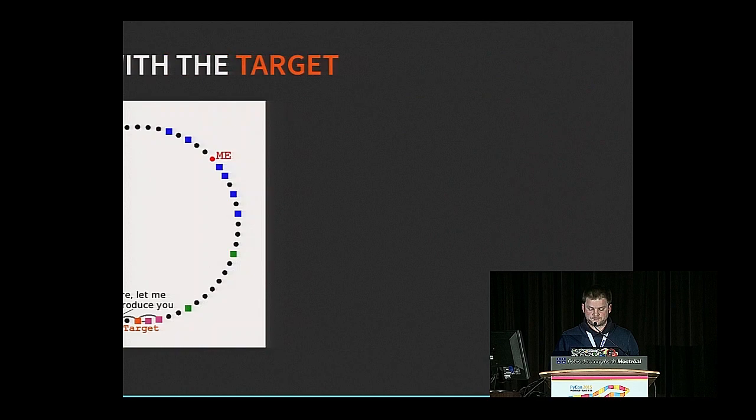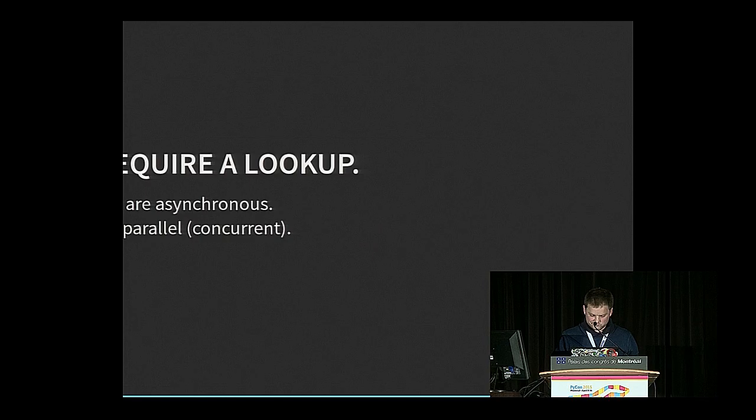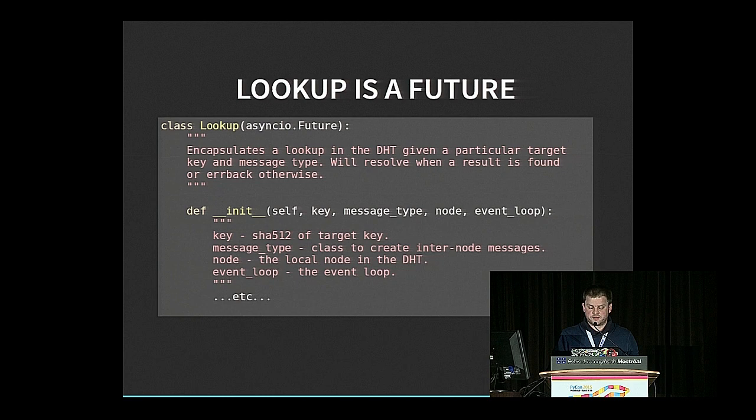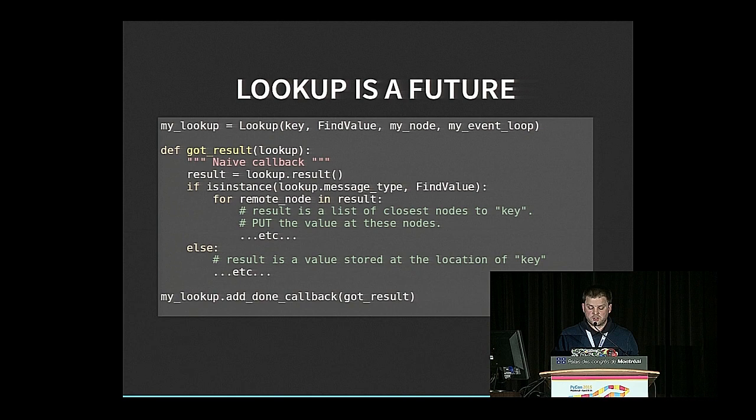So how is this handled in the realm of async I/O? Well, a lookup is a sort of a future. It's something whose results we can't yet know until we finish looking things up, and that might take some time. So in my distributed hash table, I just inherited from the future class. And the state of the lookup, the progress of finding nodes close to the target, is held within the lookup instance. And the lookup instance resolves when we have an appropriate result.